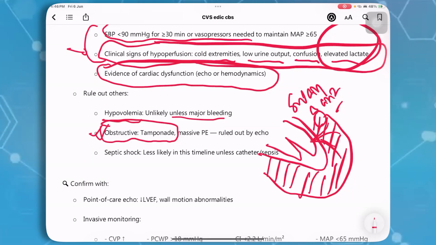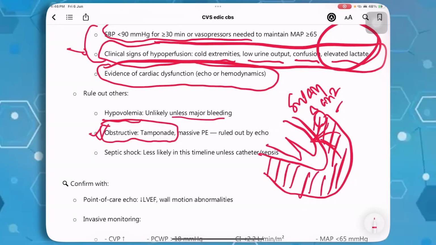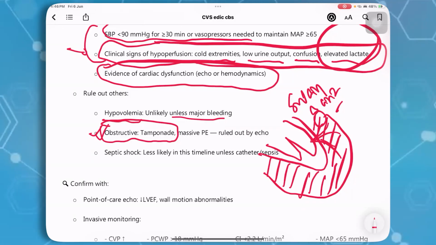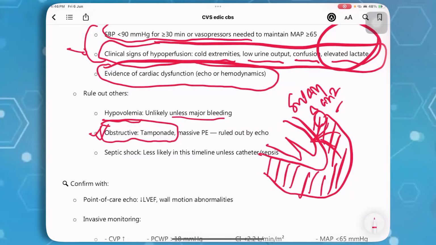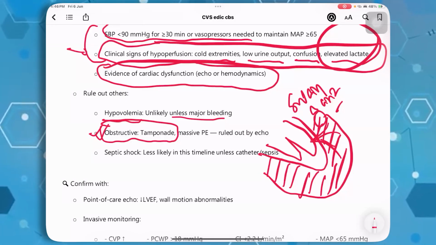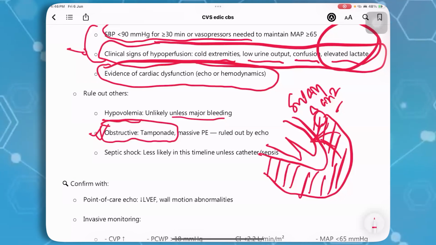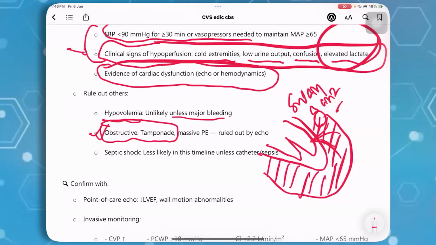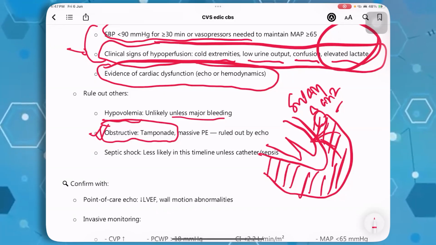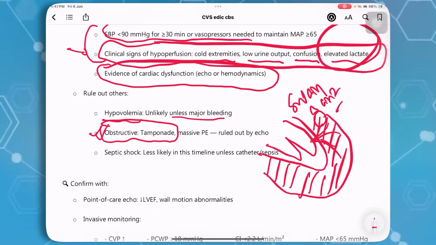So, Beck's triad. Elevated JVP, muffling of heart sounds, and hypotension. Yes. So elevated JVP, muffled heart sounds, along with hypotension. So there is a shock state, JVP is elevated, and the heart sounds are muffled. This is the sign of acute cardiac tamponade.